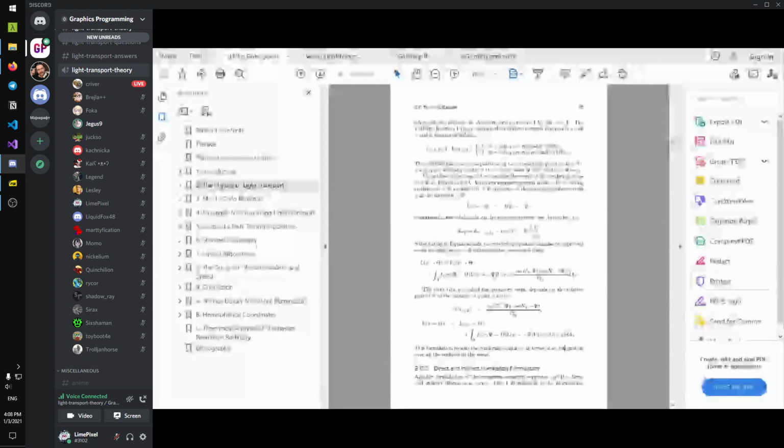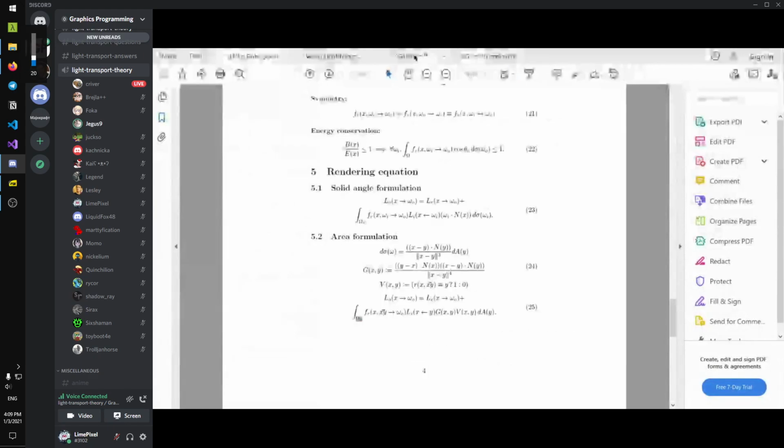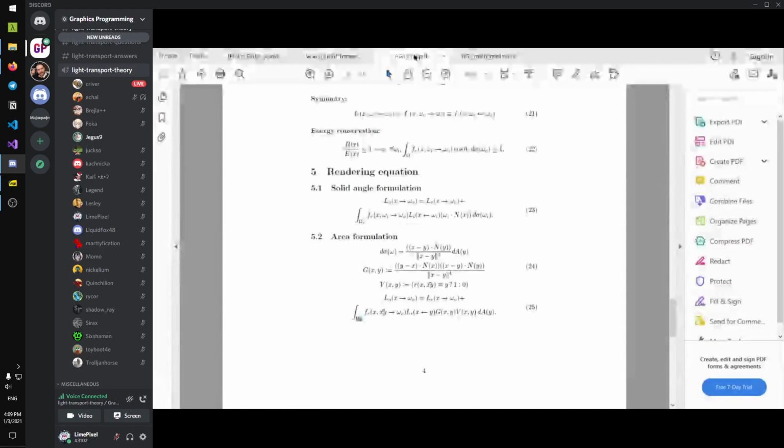I have a question on the area formulation, actually. In the geometry term, we see that you took the cosines of both normals with the direction vectors, and the denominator is x minus y to the fourth. And in the book, yes, because it's a square. Yes, because x minus y is not necessarily normalized, and we want a cosine here, right?